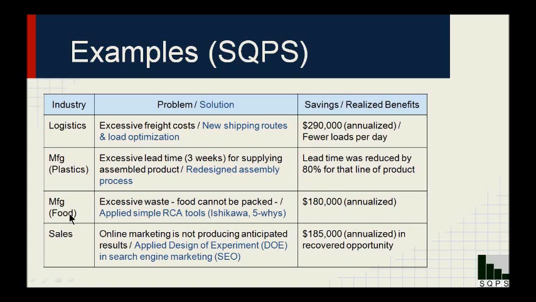In food manufacturing, excessive waste, food cannot be packed, basically thrown away. Applying simpler RCA tools, root cause analysis tools, resulted in $180,000 in savings. And again, this is revenue generating or recovered opportunity that was not there. So we did an online marketing experiment using design of experiments, and that was the opportunity that was recovered.